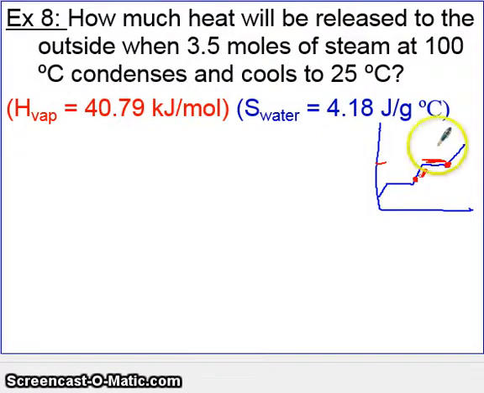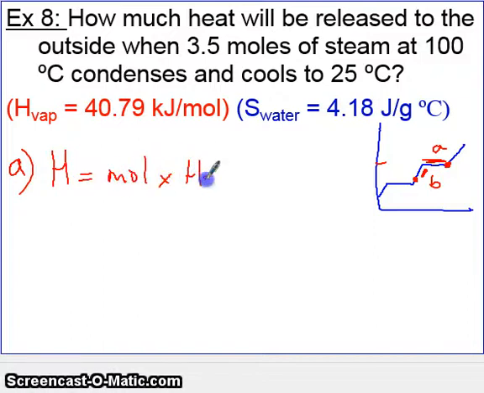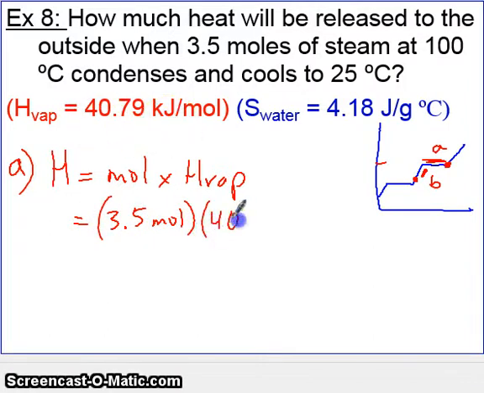So let's say this is A and this is B. Part A will require us to use the 2-part equation. Heat is moles times heat of vaporization in this case. Now it doesn't matter if you're boiling or if you're cooling, the same equations apply. And that's the idea here. So our moles in this case are 3.5 moles. Our heat of vaporization again is given as 40.79 kilojoules per mole.